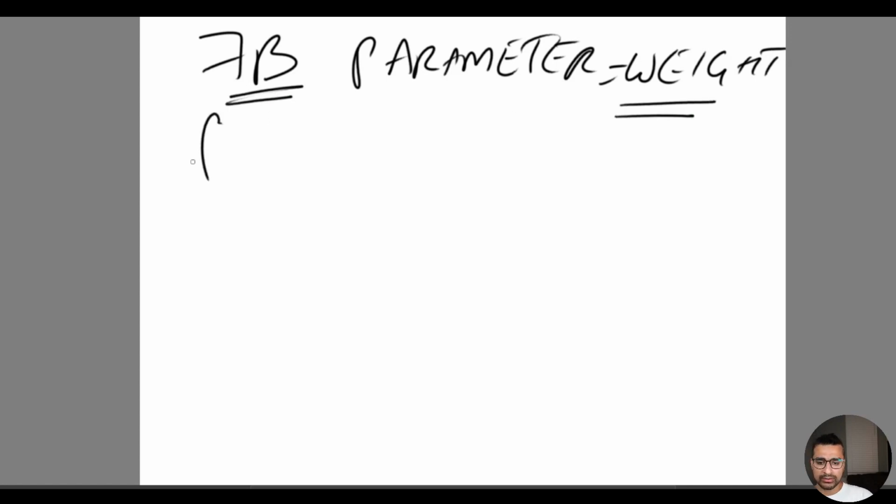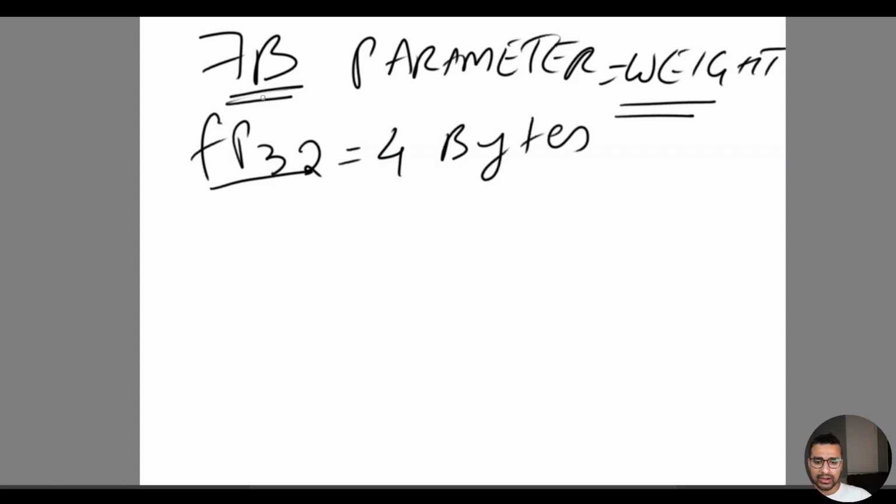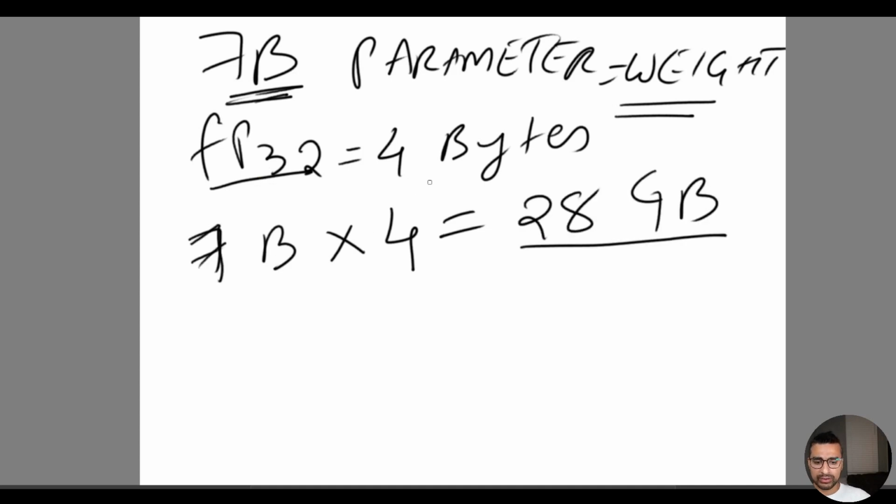So if this base model is on FP32, we know that each weight is represented as an FP32, and FP32 takes 4 bytes. So if there are 7 billion parameters, then 7 billion parameters times 4 is how much memory you need. 7 times 4 is 28. On full precision, each weight needs 4 bytes and there are 7 billion weights, so when you multiply, it comes to 28 gigabytes.